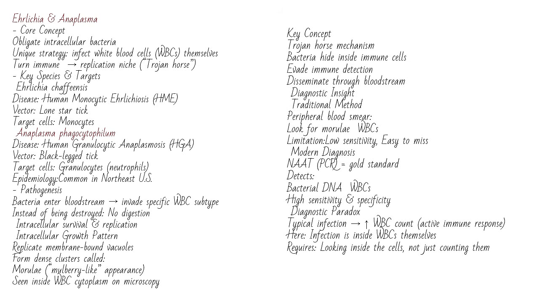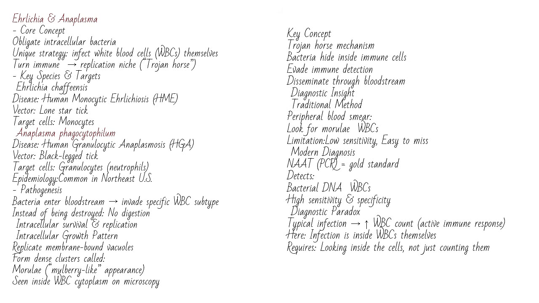Ehrlichia chaffeensis causes human monocytic ehrlichiosis, transmitted by the Lone Star tick. It specifically hunts down monocytes, white blood cells responsible for consuming debris and alerting the rest of the immune system. Anaplasma phagocytophilum causes human granulocytic anaplasmosis, transmitted by the black-legged tick, infecting granulocytes, and highly prevalent in the northeast U.S., Rhode Island, Maine, New Hampshire.